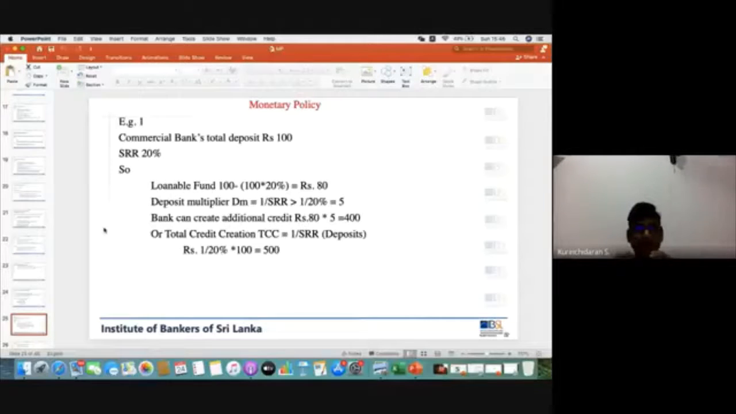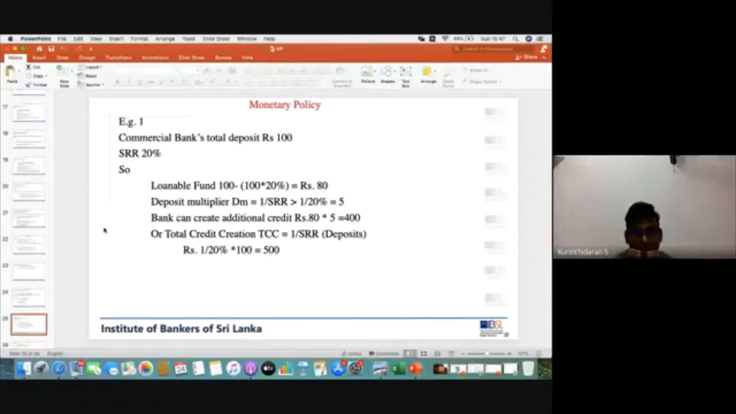Like that, with every bank, it's a kind of rotation, right? Going around and around. Finally, there will be a dead end. So how much can a bank lend? What is the lending altogether? There's a formula, we call it deposit multiplier, DM. Deposit multiplier is 1 over SRR. That means 1 divided by 20%, 5 times.